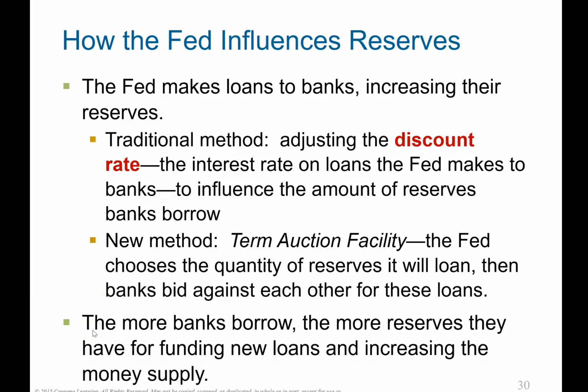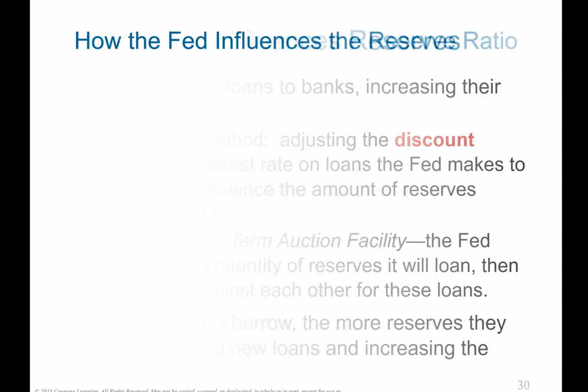The more the banks borrow, the more the reserves are available for funding new loans, and this is going to increase the money supply. So if rates are low, that's going to encourage borrowing by the banks, which in turn will create more lending capacity for the banks. If interest rates are higher, that discourages borrowing by the banks, which in turn discourages lending by the banks.